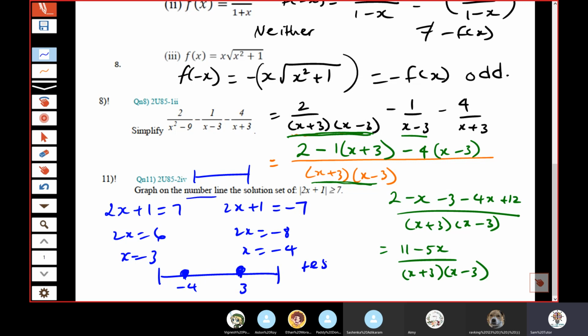And then we test. x equals 0. Does 0 work? 0 plus 1 is 1. Is 1 bigger than or equal to 7? No, so that won't work. And there's your graph. Our method's been already doing that, so you don't even need to worry about the graphing.